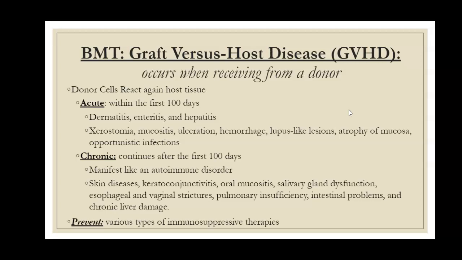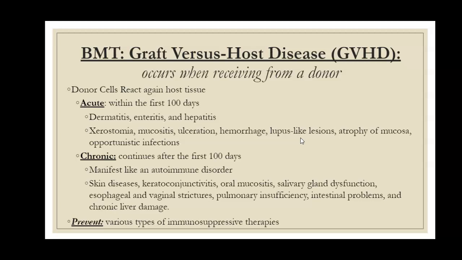And so acute would be within the first 100 days. Things that might be apparent are dermatitis, so skin conditions, enteritis or hepatitis, the liver. Xerostomia can occur, mucositis, ulcerations, hemorrhage, lupus-like lesions, atrophy of the mucosa, and opportunistic infection. So that's really acute, comes on fast.